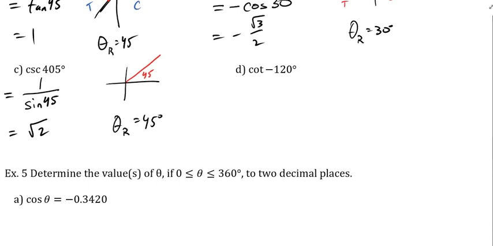Last one, this is an important one because it's got a little step at the end. I don't know if you see too many like this either. I don't know why it's negative 120. Oh, the textbook does do that a little bit. Not really supposed to, but it does.